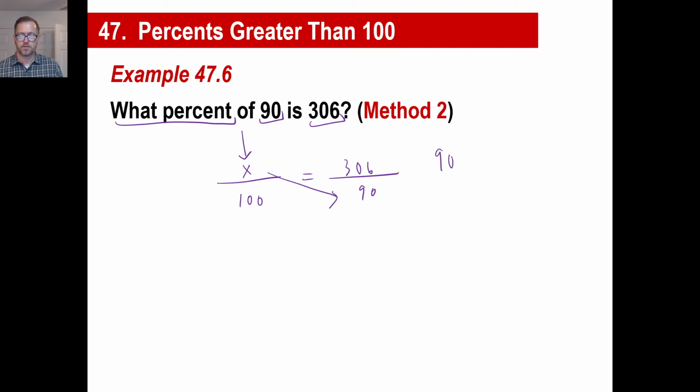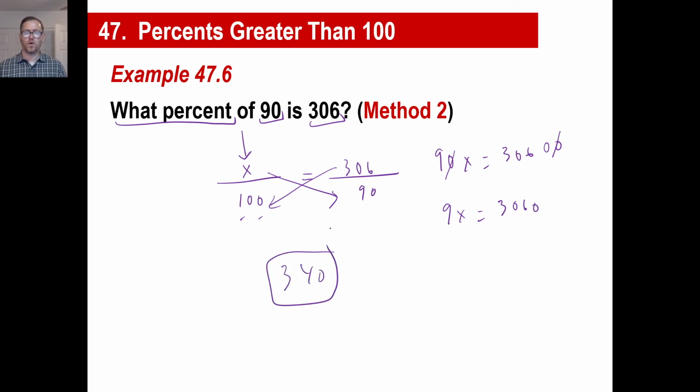90 times x equals 306 times 100. You don't even have to think about it. Just write 306 and then two zeros. And then chop off a 0, chop off a 0. 9x is 3060. Do the long division and you'll get 340 again. And there you go. Okay. Let's try A, B, C, and D. Go ahead and pause it. And we'll do A, B, C, and D together.